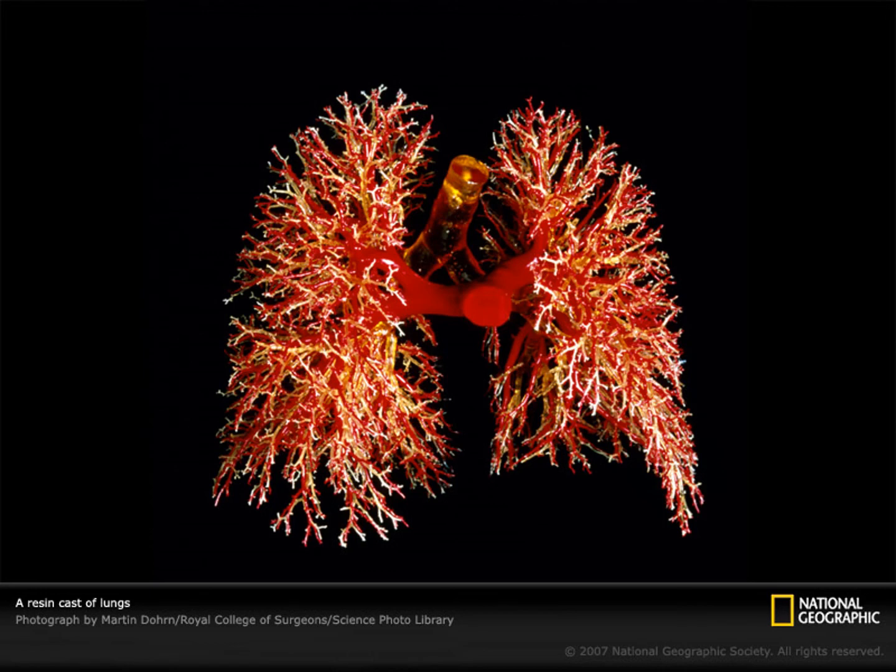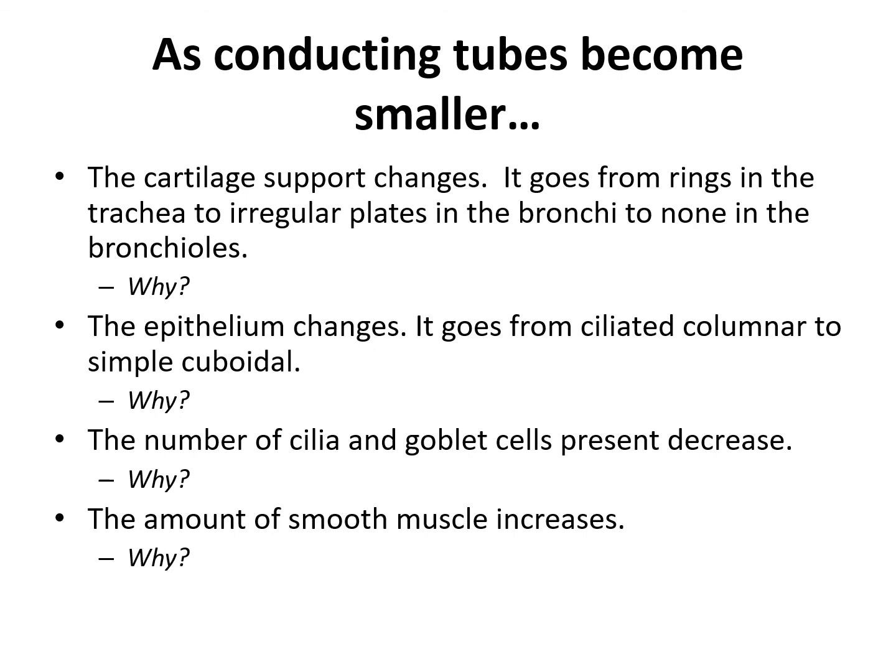I like these pictures because they show you the vascularity and how much blood flow there is, and they give you a better picture of the surface area when we're going into the lungs and why that's important. So that's just a quick overview of where we're at.